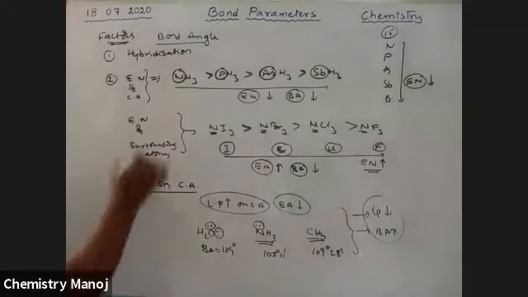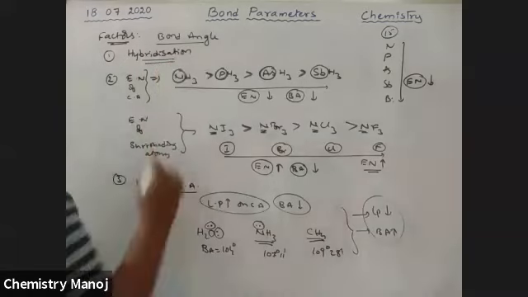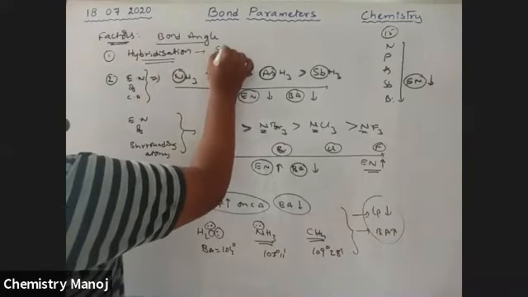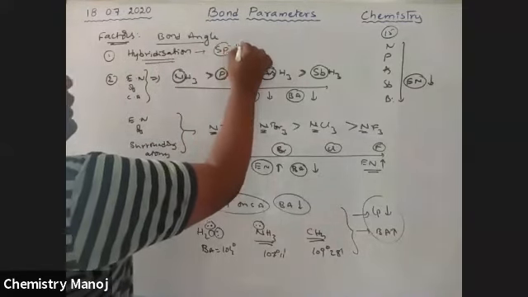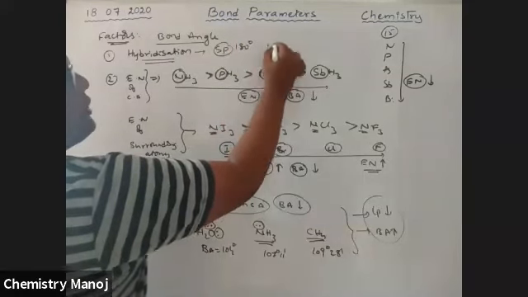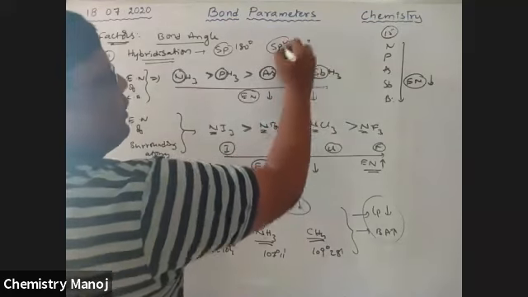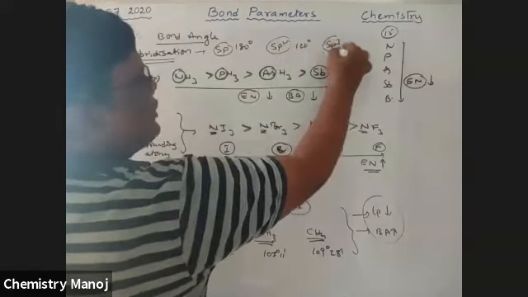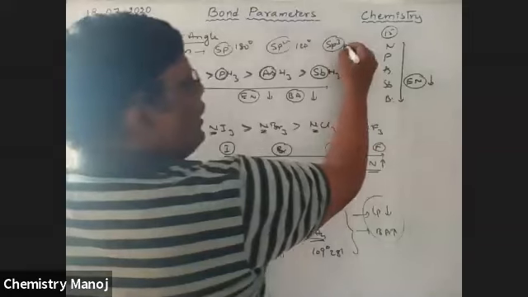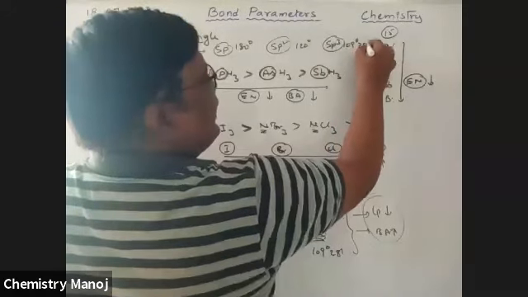Next one, hybridization. I already explained hybridization. For sp, the bond angle is 180. For sp2 hybridization, 120 is the bond angle. For the sp3 case, 109 degrees 28 minutes is the bond angle.